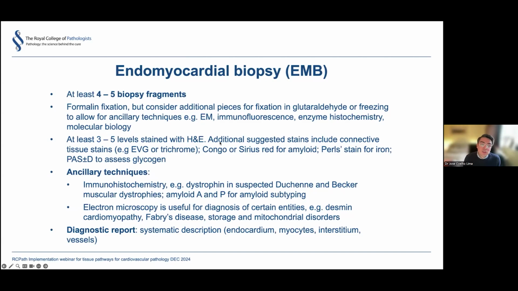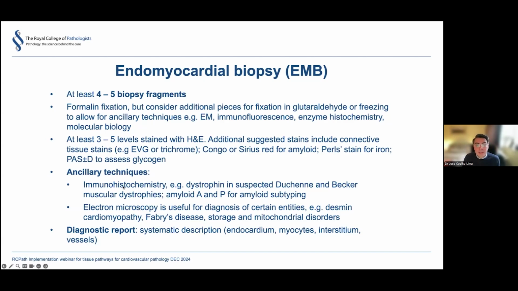These fragments should be fixed in formalin, but additional pieces could be considered for fixation in glutaraldehyde or for freezing if further ancillary techniques such as immunofluorescence, electron microscopy, or molecular biology testing are needed. At least 3 to 5 levels of each fragment should be stained with H&E. Additional suggested stains such as EVG, Congo Red, Pearls, or PAS-D can be considered depending on the appearances on light microscopy and the clinical history.